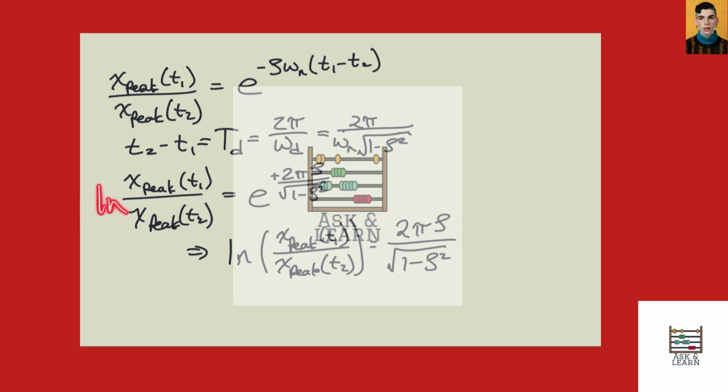We can take the natural log of both sides of this, so we get the natural log of this ratio, and that is a function of zeta alone. And so if we measure these two things, we can calculate this value and then solve for zeta. If zeta is small, and you know it's small because the amplitudes aren't dying out really fast, a lot of times you can get away with approximating the square root by 1. And so zeta equals the logarithmic decrement divided by 2 pi.